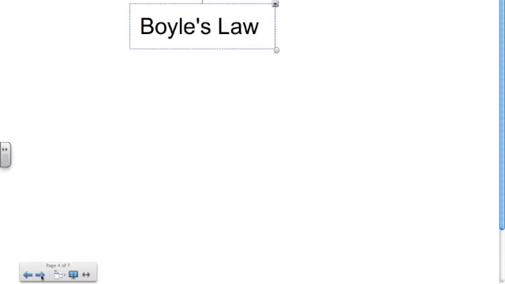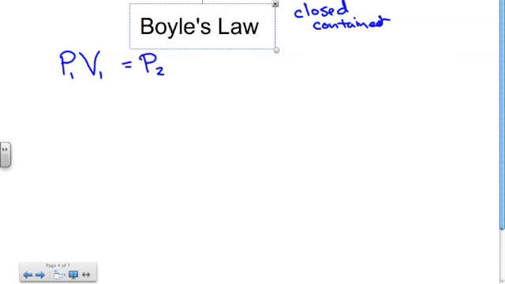So now that we know what pressure is and we have an idea of how temperature affects the kinetic energy of different particles, we can now start to create relationships between all of these different variables. So Boyle's law is simply this: if you have a closed container containing a gas, as the pressure on that closed container increases, the volume should decrease. And so the equation that shows that relationship is this.